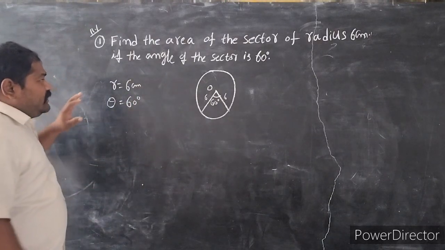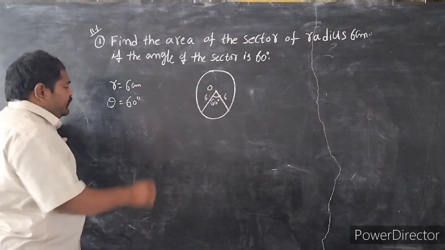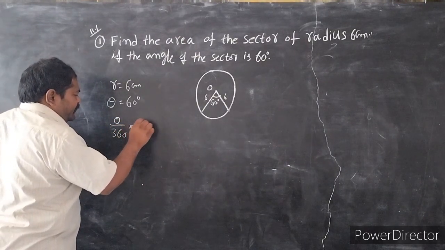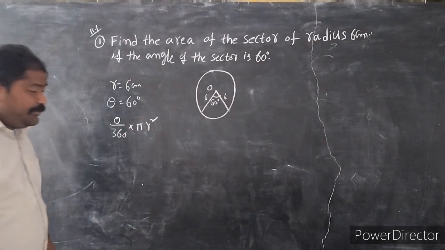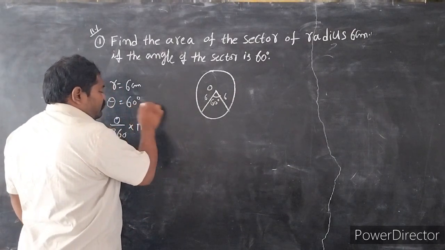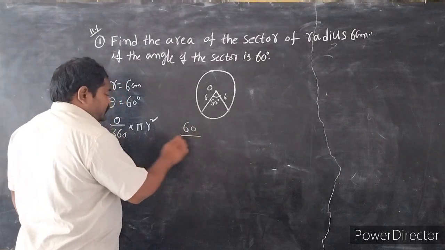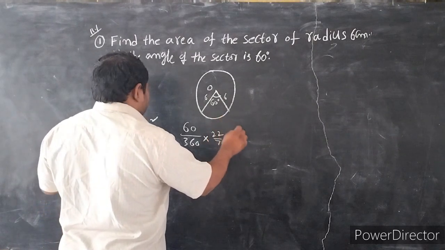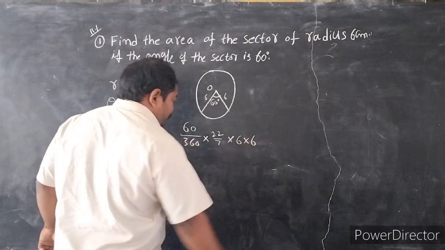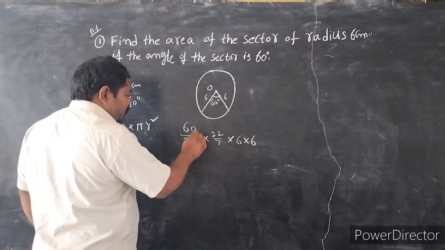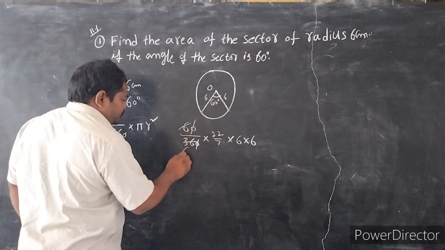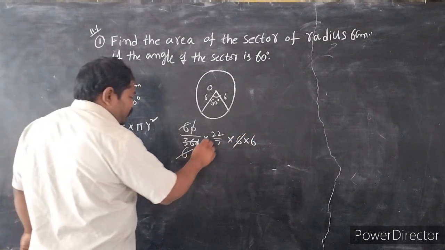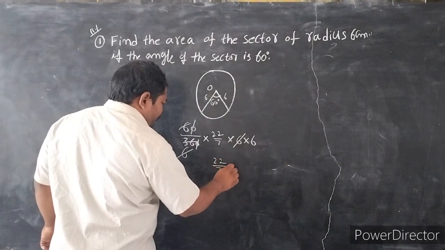We have the formula to calculate the area of the sector making an angle of theta at the center: theta by 360 into pi r square. Therefore, in the place of theta we substitute 60 degrees, over 360, into pi, which stands for 22 by 7, into r square, where r is the radius, nothing but 6 into 6. 0, 0 cancel, 6 1s are 6, 6 6s are 36. Again 6, 6 cancel. Now we have 22 by 7 into 6.